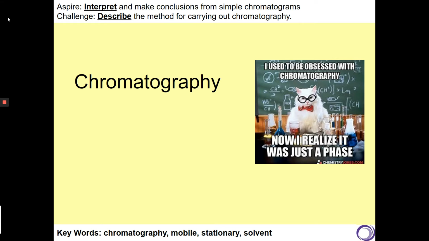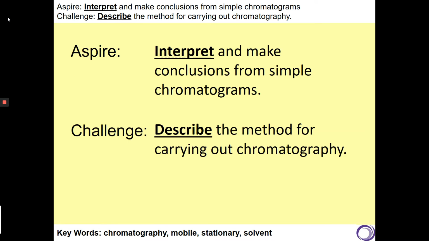Hi, today's lesson is about chromatography. This is a practical that you should have done earlier this year. Our challenge for today is to describe the method for carrying out chromatography, and our aspire is to be able to interpret and make conclusions from simple chromatograms.